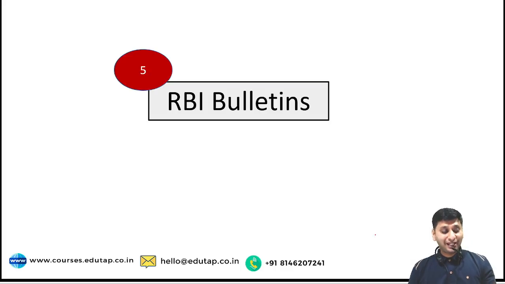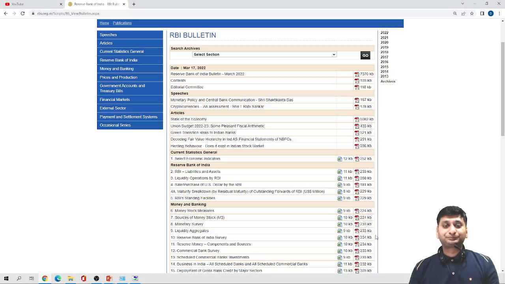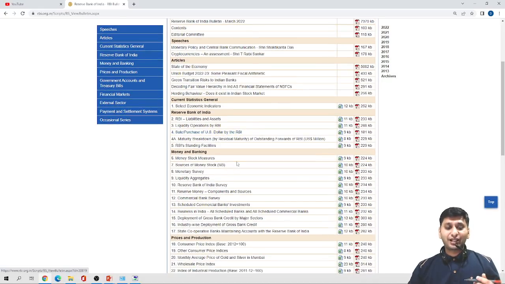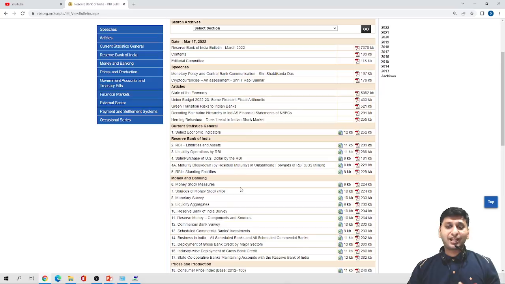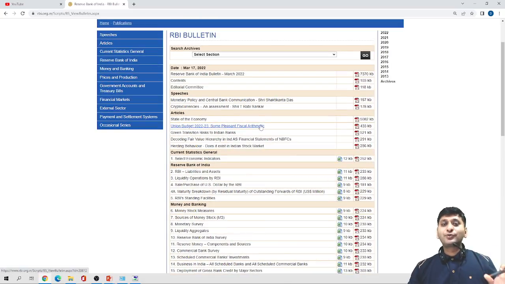नंबर 5 पे है RBI Bulletins. So RBI हर महीने बुलेटिन रिलीज करता है in which they basically share a lot of information, current statistics क्या है, money and banking की क्या position है. But हमें ये bulletins पूरे नहीं पढ़ने हैं because we don't have that time. And again, we have the objective maximum return in the minimum time.